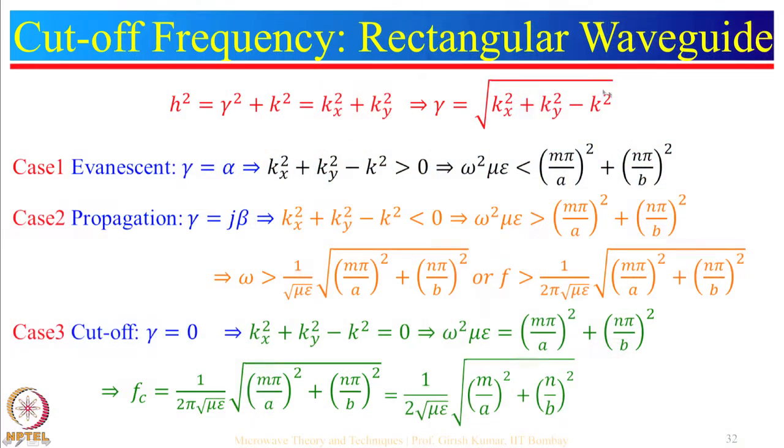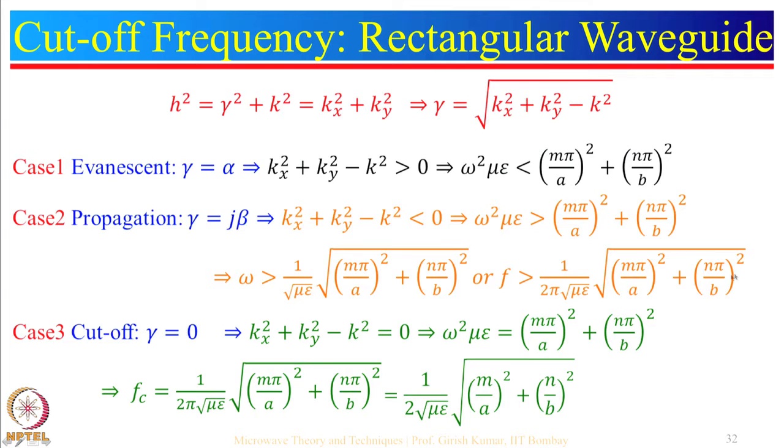Now the second case is when gamma is imaginary, that means alpha is 0 and gamma is equal to j beta, and from here this quantity should be negative. So kx square plus ky square minus k square is less than 0. From here we get omega square mu epsilon is greater than this one, and so frequency should be greater than 1 upon 2 pi root mu epsilon into under root m pi by a whole square plus n pi by b whole square. For this case the variation of the fields along z direction will be e raised to minus j beta z, which is a propagating wave. So for all the frequencies greater than this term there will be propagation of the electromagnetic wave.